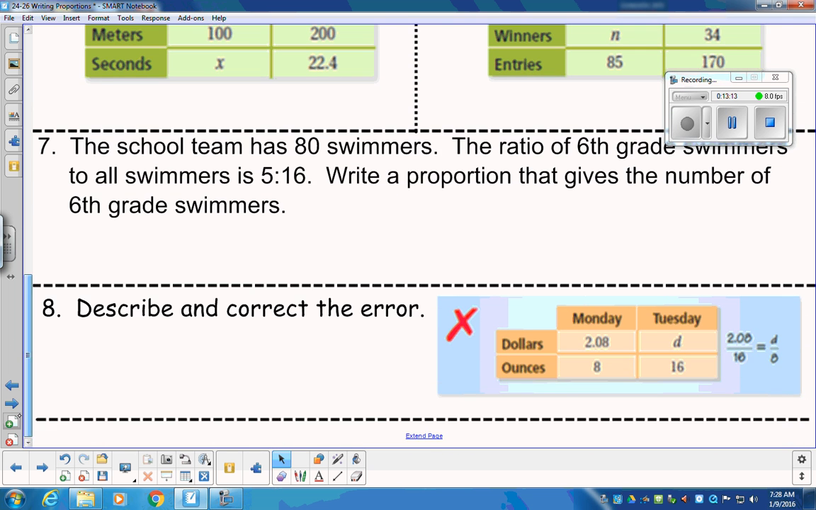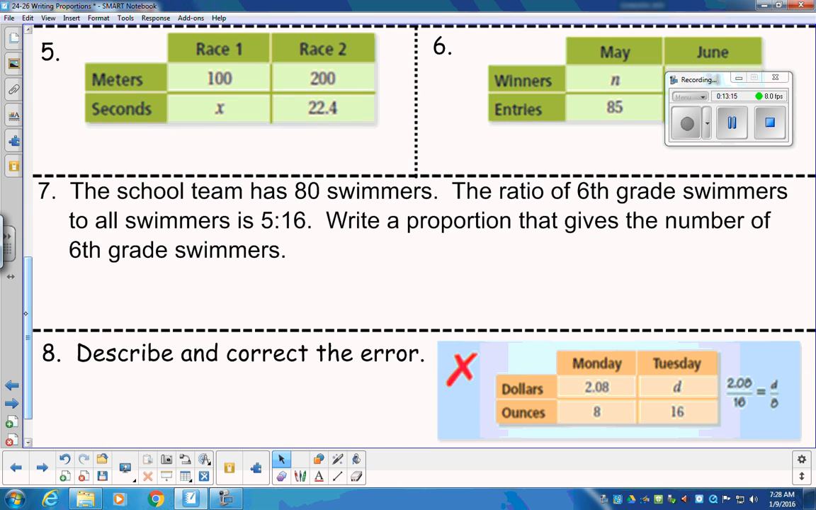Number 7 tends to be a problem for students, so we're going to go ahead and talk through this one, the idea of a ratio. And then we're going to move on to homework at this point. Number 7, it says the school team has 80 swimmers. You've learned in this process that our job then is to underline the number and circle the label.